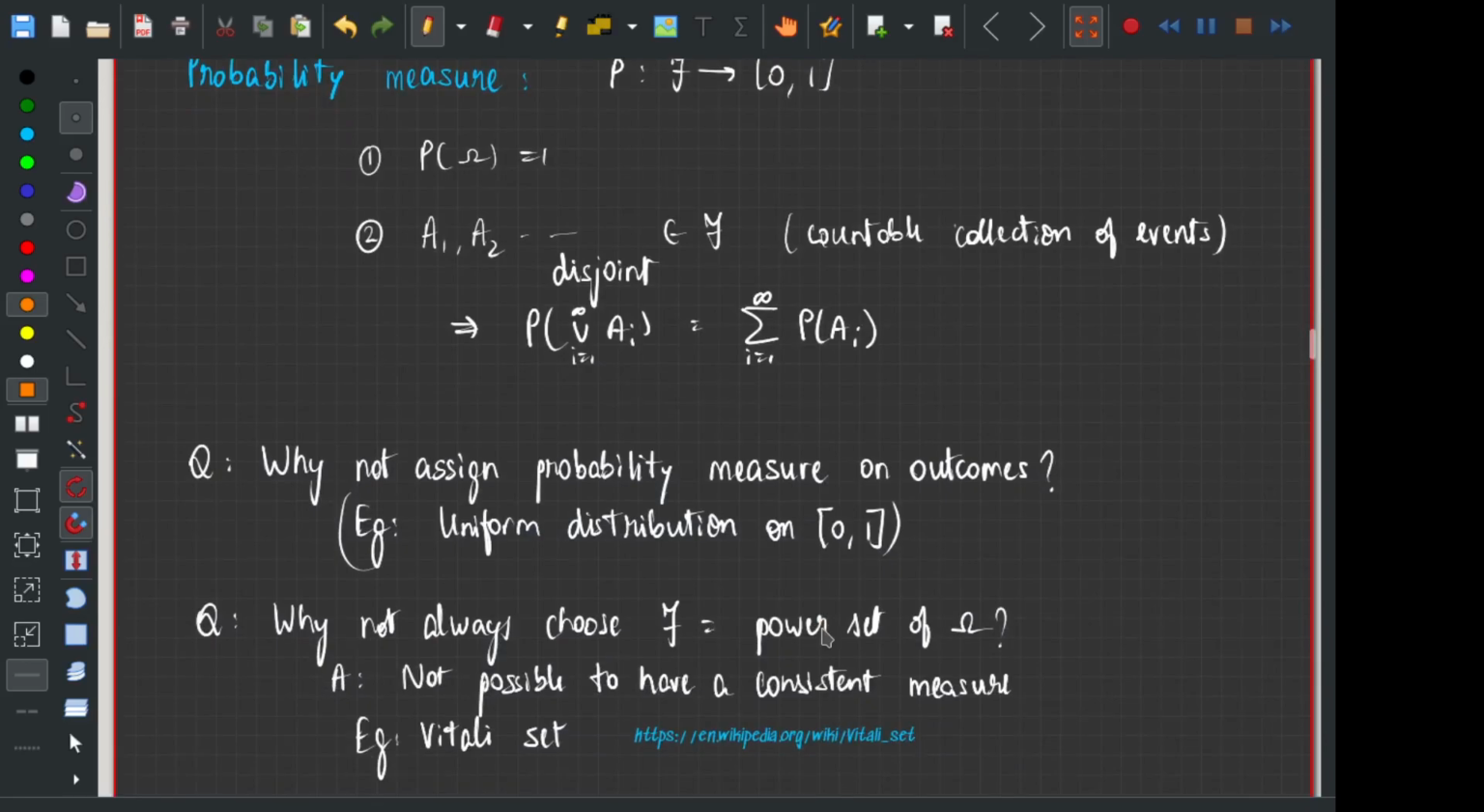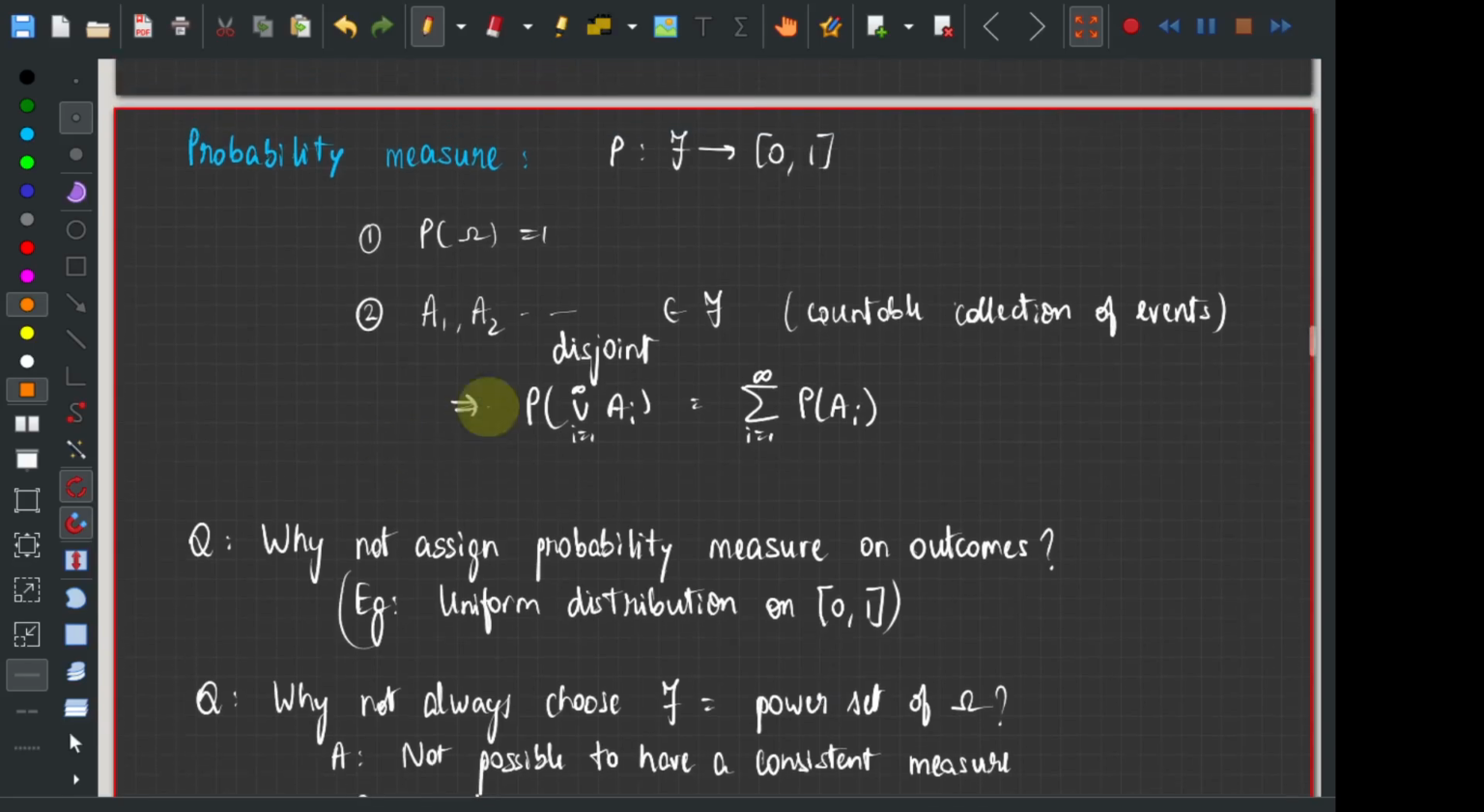All right, so in the last class I also defined the probability measure. It's any function from the event space to the interval 0 to 1. So for every event, you assign a number between 0 and 1, and this function should satisfy certain properties. One, it should give a measure of 1 to omega. And if you have a collection of disjoint sets, at most countably many, then the probability of the union of these sets should be equal to the sum of the measures.